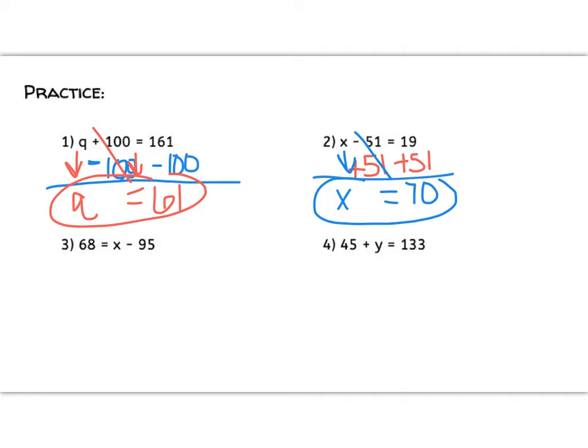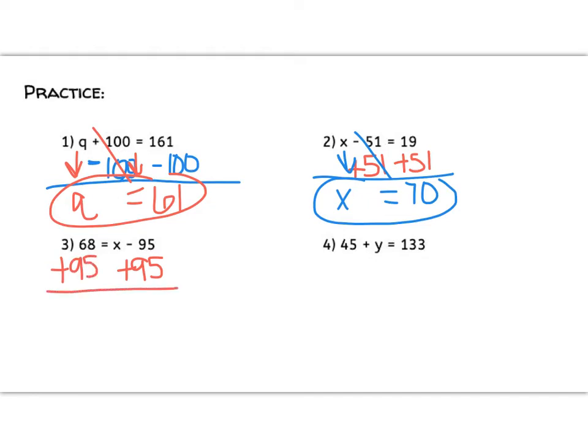Okay, let's look at this next one. 68 equals x minus 95. So now you'll notice that our equal sign, our answer is on this side and our problem is on this side. That doesn't change anything. We're still focusing on the side with the variable to figure out what we need to do. So let's look at what is attached to the variable. The 95 is attached to the variable by subtraction. So I need to do the opposite, which is add. The opposite of subtraction is addition. And I'm going to add 95 on this side, and I'm going to add 95 on this side.